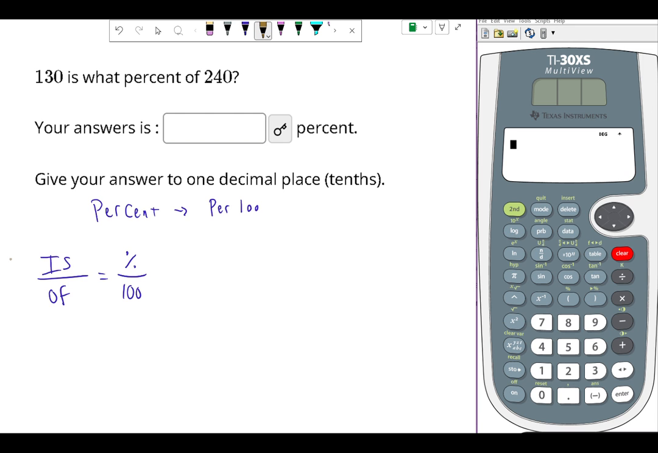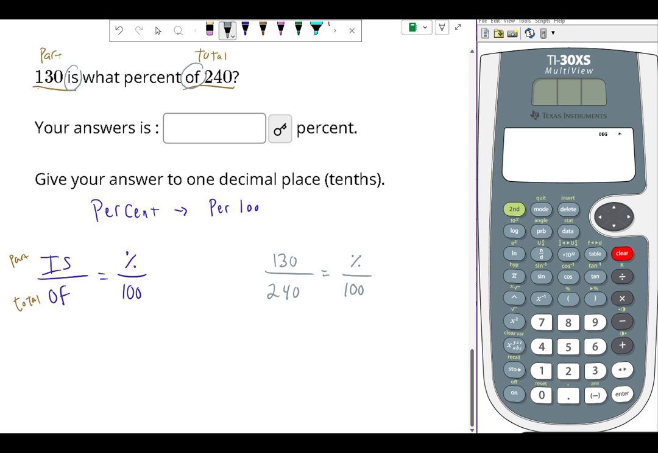The is is the part or portion, and the of is the total. So in this question, 130 is the part, or a piece of the total. So 240 is the total. Now from here we're going to make our proportion. I'm going to say 130 on top is the numerator because it's attached to the is. 240 is in the denominator because it's attached to the of, is equal to the percent over 100.